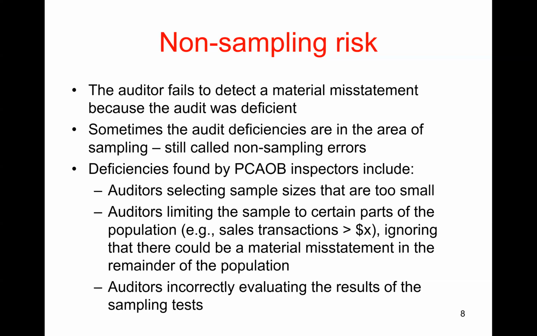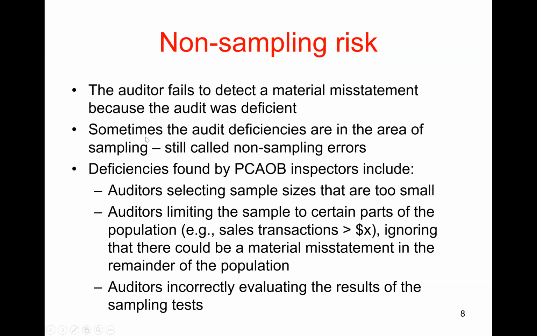So that's the sampling errors and the risk of sampling errors occurring. Non-sampling risk, as I mentioned before, is where the auditor messes up. Okay, so the auditor fails to detect a material misstatement because the audit was deficient. Right? So the auditor just hasn't done a competent audit. So that's what a non-sampling error is, and the risk of that happening is non-sampling risk.